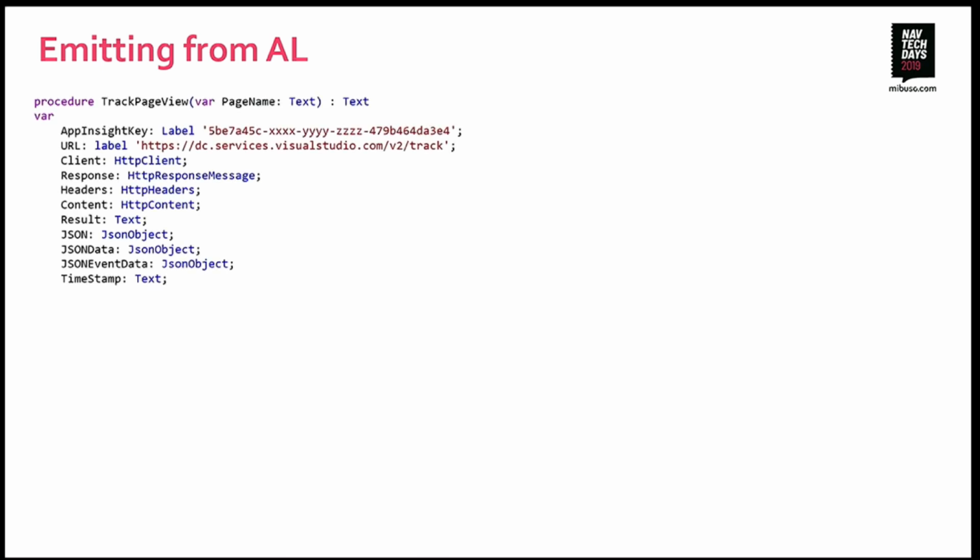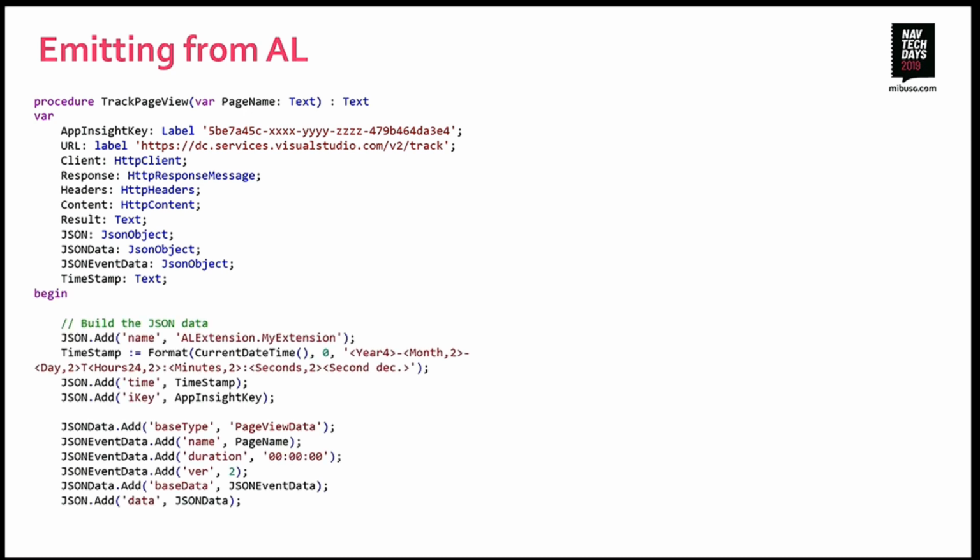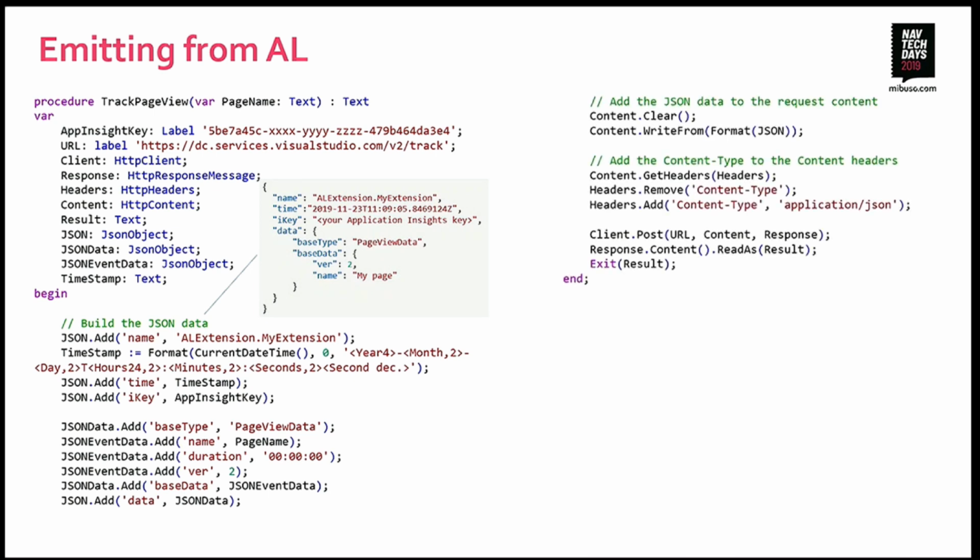So the code looks like this. You have a bunch of variables, a client to do the post request, and some JSON objects. You create the JSON object. In that example, this particular code emits a track page view event. So you create the JSON object that respects the format that Application Insights expects, and you just do a post request, and that's it. And it's very fast. It's a very small payload. You don't really need the response. Basically, it just responds OK when you send a post request like this, so you don't need to parse any result. So it's very quick. This is how you emit telemetry from your extension.